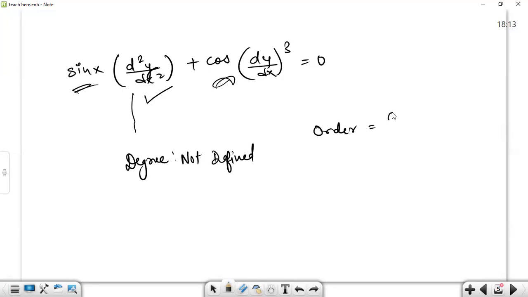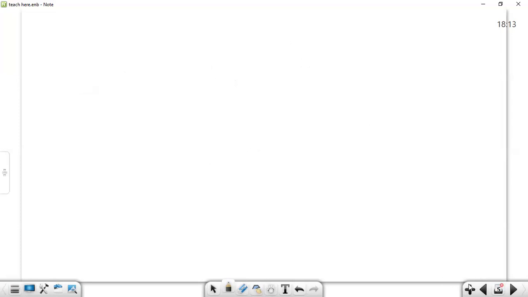Cos dy by dx. Oh, it's two. Order means the number of times the y is getting differentiated. Here the number of times is 2. Here it is the power 3, so it doesn't mean that it is getting differentiated 3 times. It is just differentiated 1 time and then its exponent is 3. Okay. Let's take more examples.